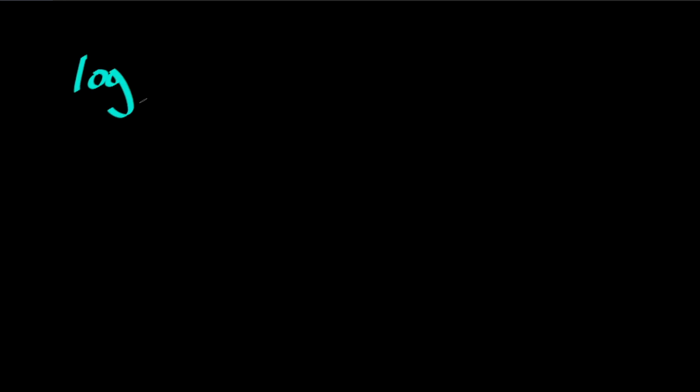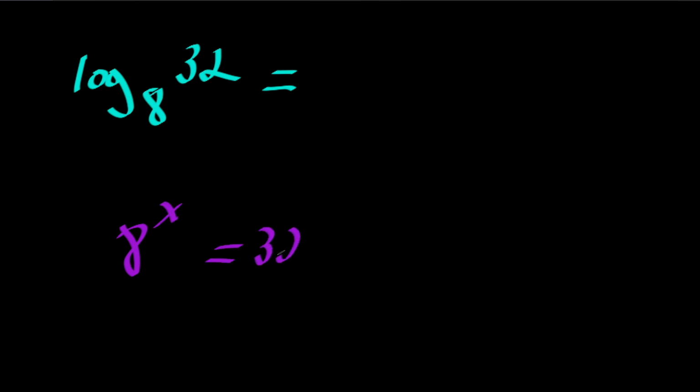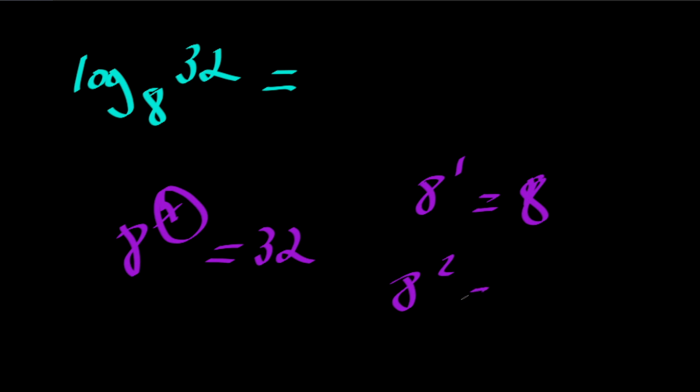We have log base 8 of 32. All right, now if you want to try this in your head, you could say, well, 8 to the x power equals 32. So what does x have to be to make this true? Well, 8 to the first is 8. 8 to the second is 64. We just skipped right over 32 again. So we're going to have another fraction or decimal as our exponent.